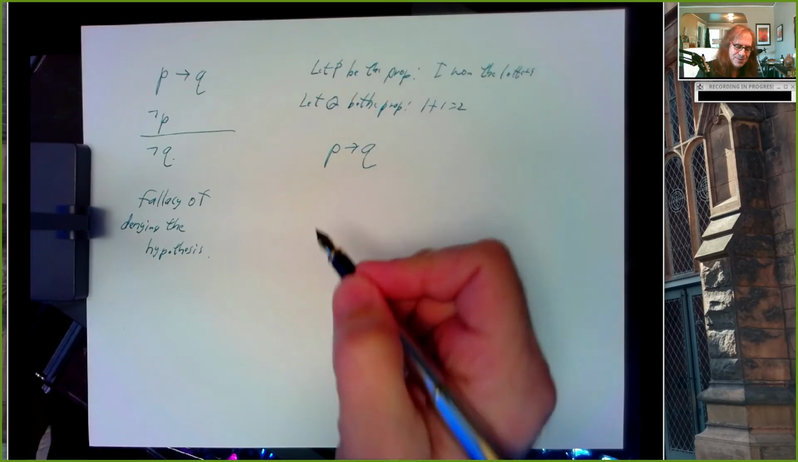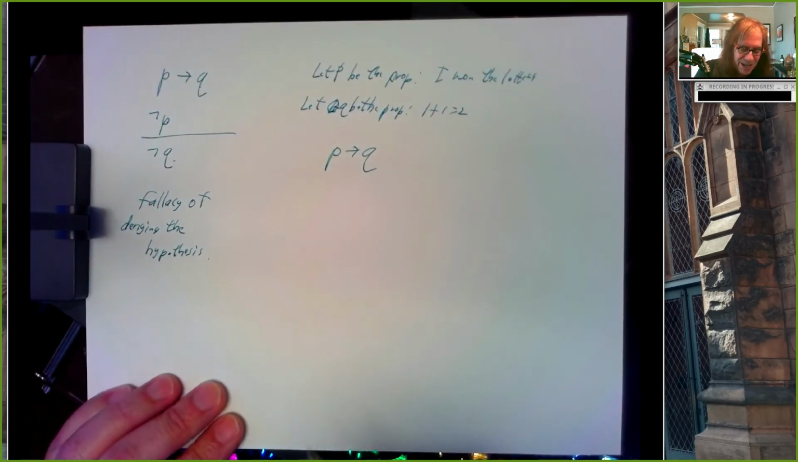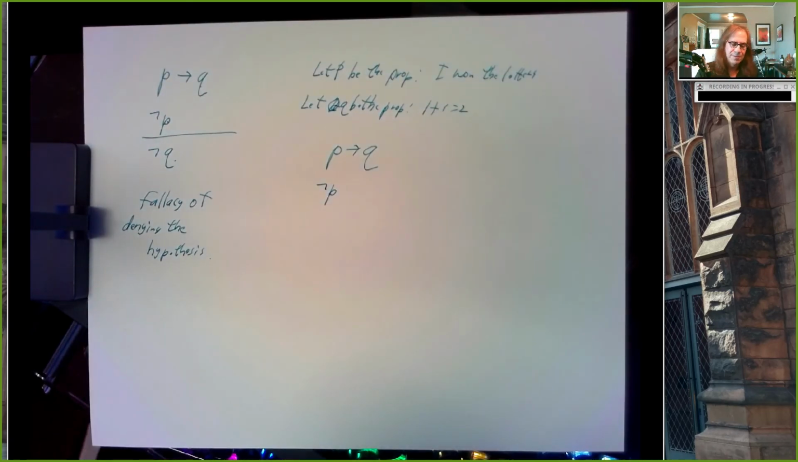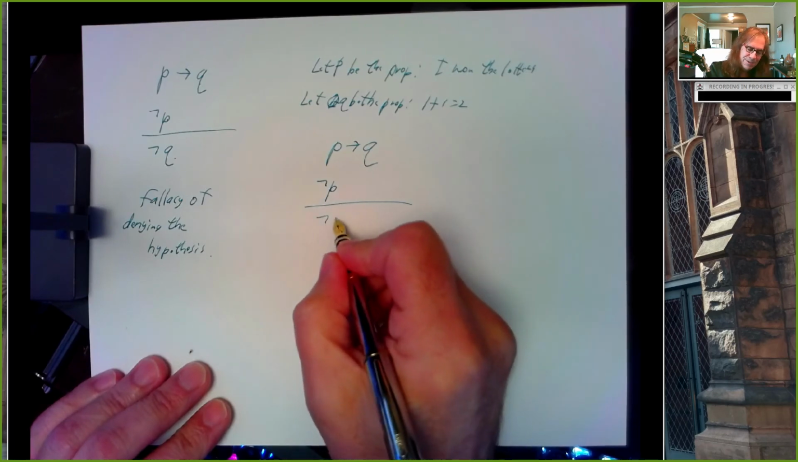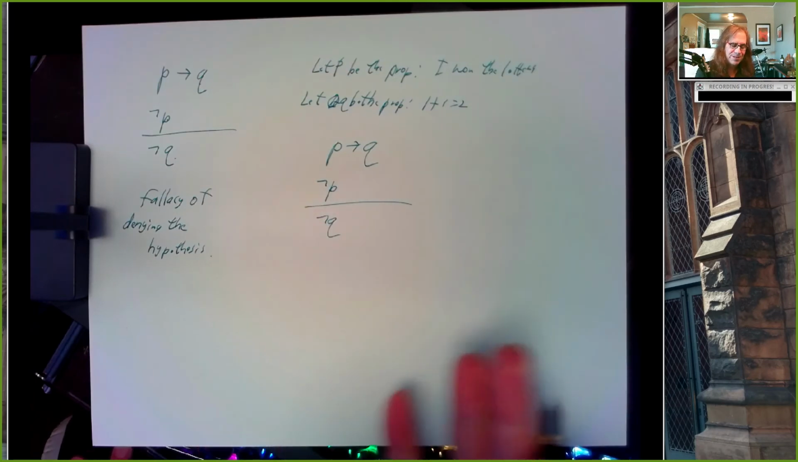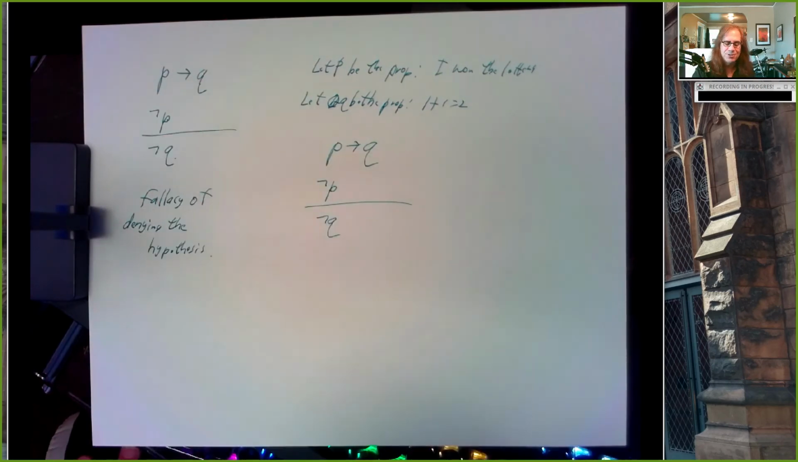It's true because Q is always true. I switched to uppercase Q here, right? So this is always true. And it turns out I did not win the lottery. But can we conclude, therefore, that 1 plus 1 is not equal to 2? That's not logical reasoning. Okay, so that's an example that shows that this is a fallacy. This is, at least in some cases, not true. So that's the fallacy of denying the hypothesis.